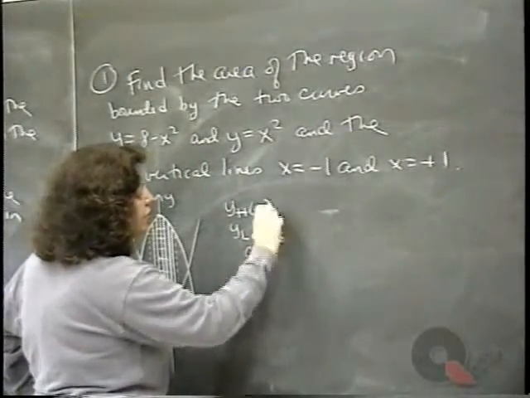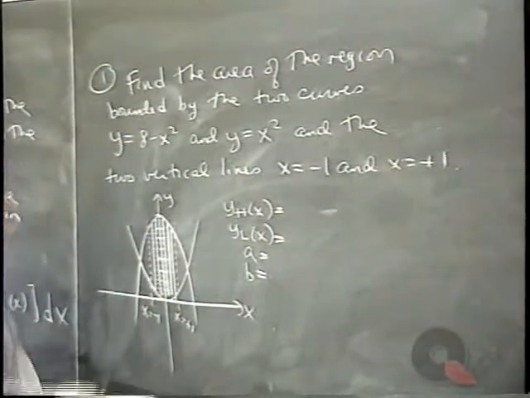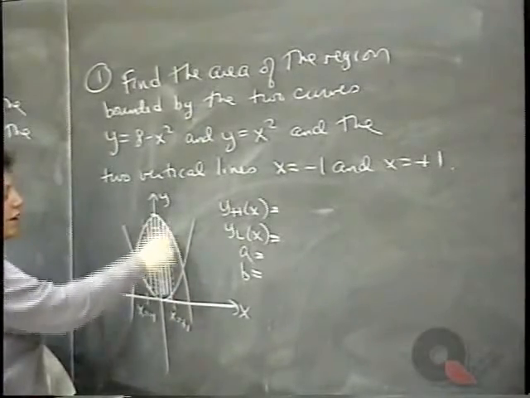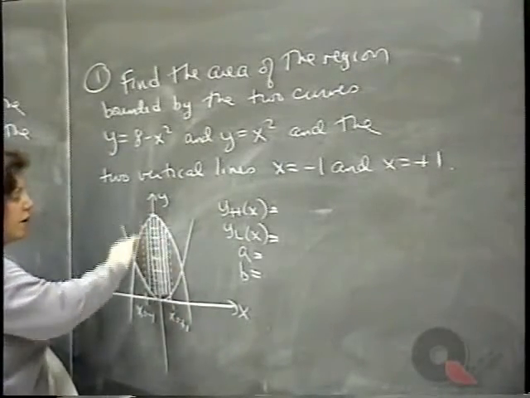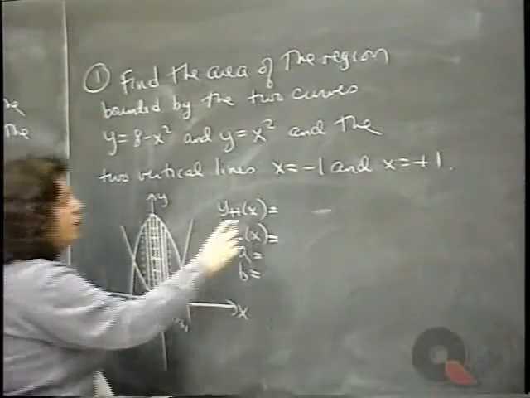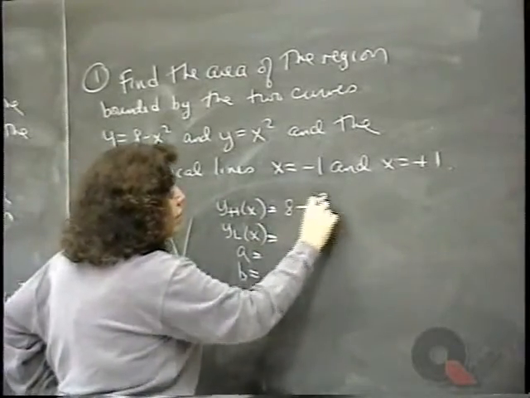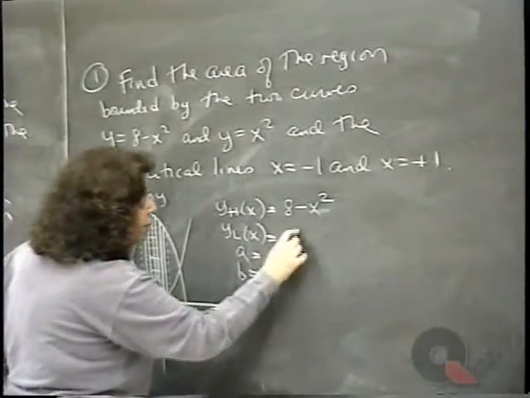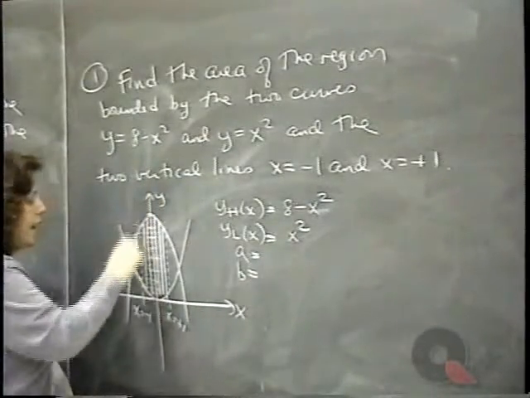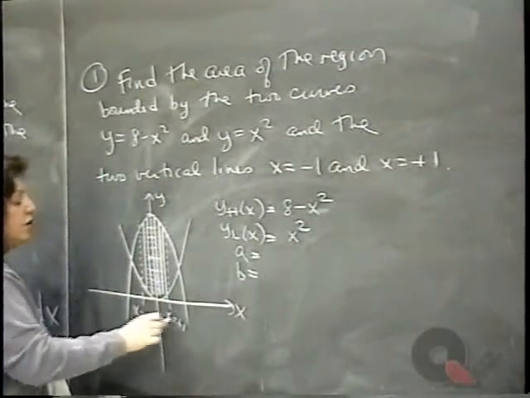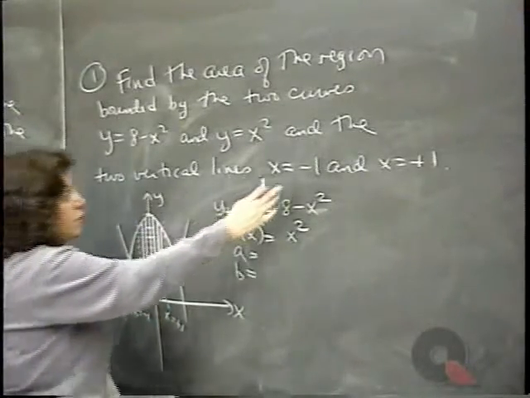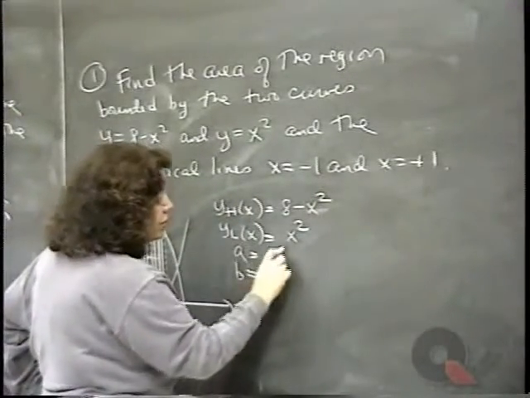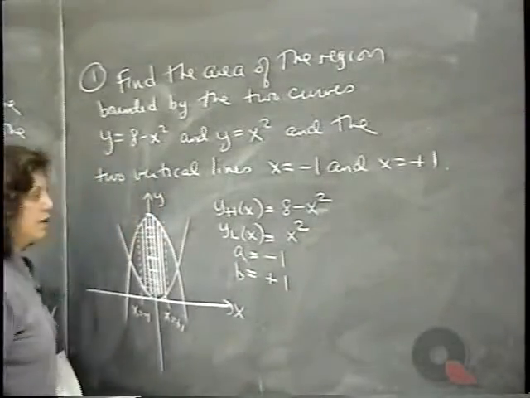If that is the case, what is yh of x, yl of x, a and b, which I'm going to need in order to compute the area? The y value of the high curve, the y equals 8 minus x squared is the high curve. The y value of the high curve is 8 minus x squared. The y value of the low curve, that's the parabola y equals x squared. A and b are the x coordinates that were given. This is between x equals a and x equals b, so it's -1, +1.